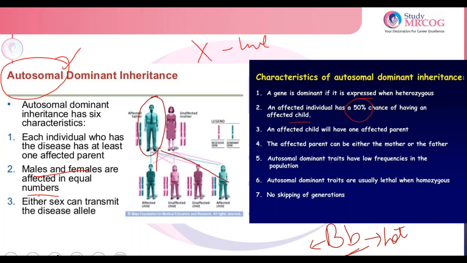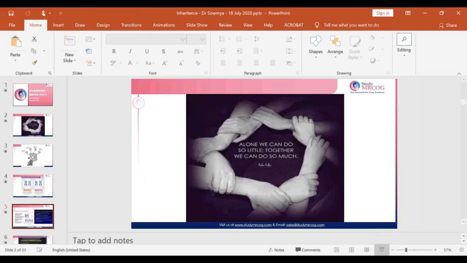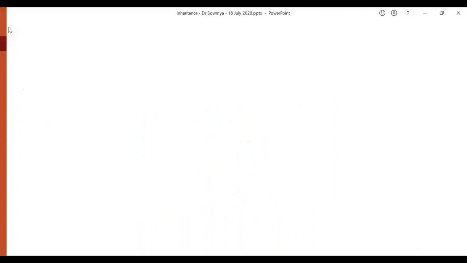And remember, the dominant gene will not skip generations. Every generation, one or two persons will be affected. There is no skipping of generations. So let me take you through a presentation to calculate the disease.